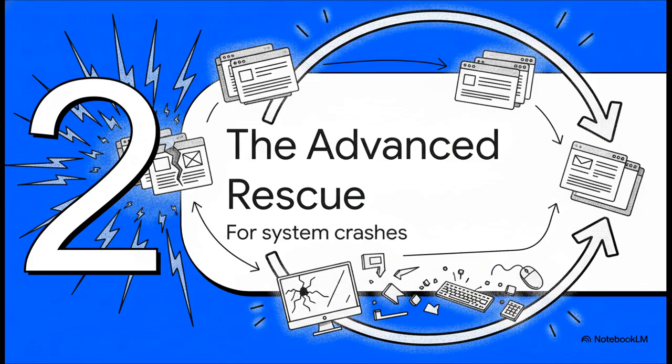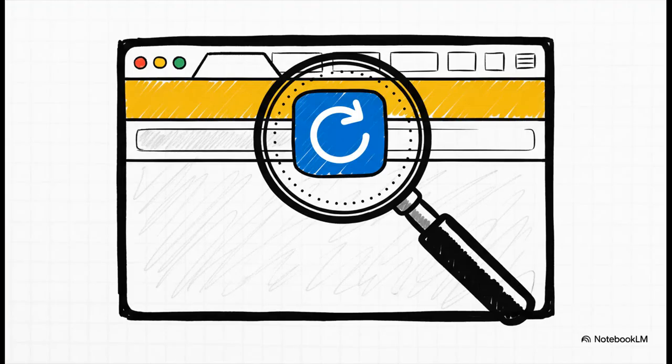All right, let's move on to the more serious scenario, the advanced rescue. This is for when Chrome itself, or maybe your whole computer, just gives up without any warning. But listen, don't panic. Your tabs are almost certainly not gone forever. Now this is crucial. The second you get Chrome back up and running, pay close attention. The browser actually knows that it crashed, and its first instinct is to try and help you out. It'll usually pop up a little prompt asking if you want to restore your previous session. If you see that, click it immediately. That's your golden ticket right there.